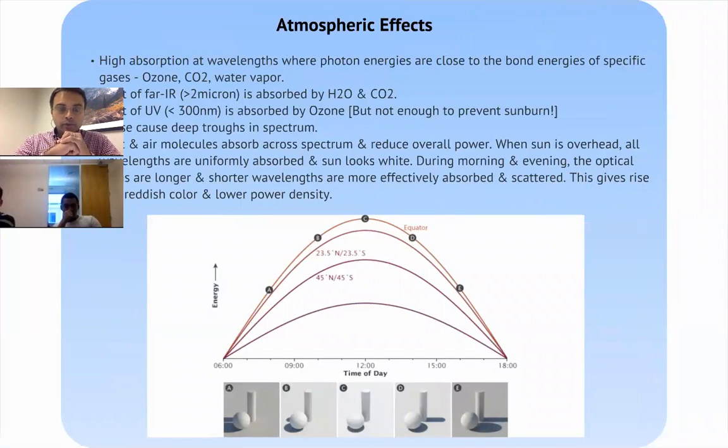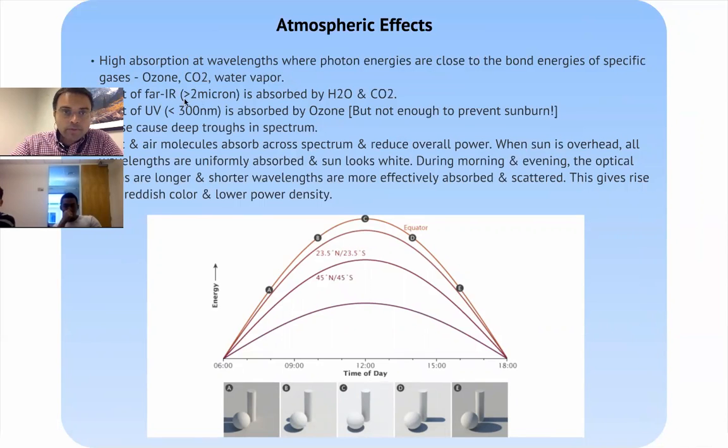Just a few other notes about atmospheric effects. High absorption at certain wavelengths, where photon energies are close to the bond energies of specific gases like ozone, carbon dioxide, and water vapor, give rise to those very sharp spectral peaks we saw. And those are sometimes problematic depending upon certain kinds of photovoltaic systems we design, concentrator systems. And we'll talk about that later in this class as well.